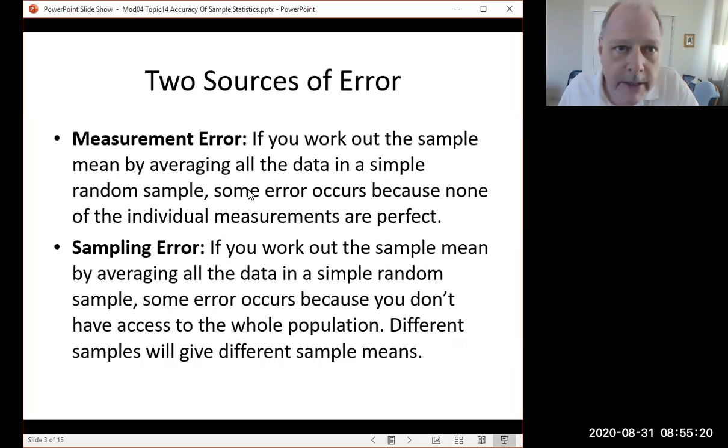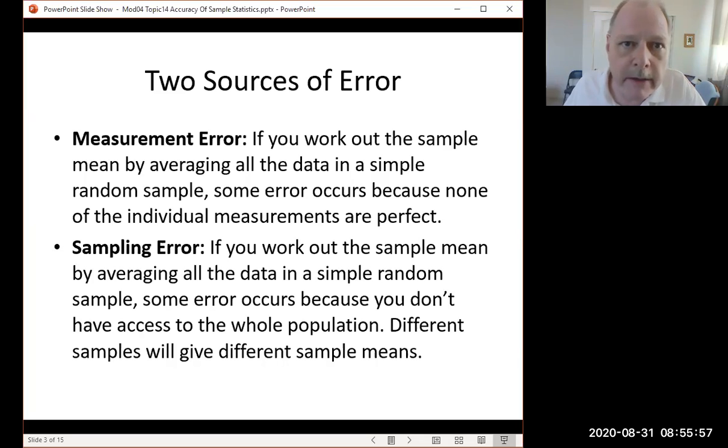And so when we get this estimate, it will not be exactly right, and the error comes from the two different sources. One is that each individual measurement, the values of the variable that you get for each person, are imperfect. The measurements are not perfect themselves. That's called a measurement error. But there's another kind of error called sampling error.